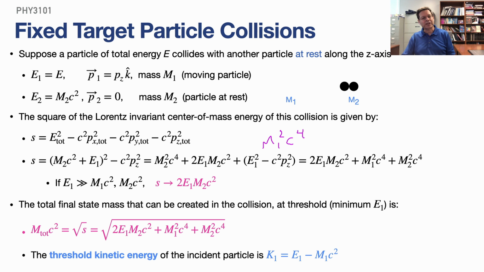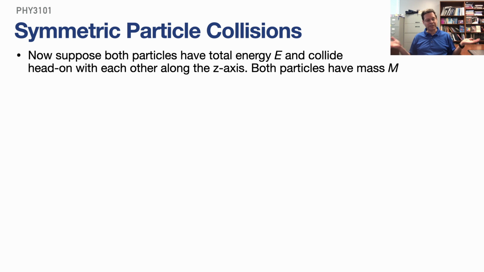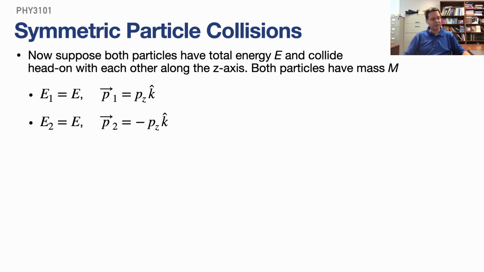It's just interesting to compare that if I'm able to do symmetric particle collisions. So suppose we have two particles that collide. They each have total energy E, but they collide head-on along the z-axis. So we've prepared ourselves technologically some kind of collider. And both particles have mass m. So again, we have a particle 1 with energy E1, which we'll just call E. Its momentum is along the z-axis, P1 will be Pz along the z-axis. And we have another particle 2, whose energy is also E, but whose momentum is exactly opposite particle 1's. It's minus Pz along the z-axis.